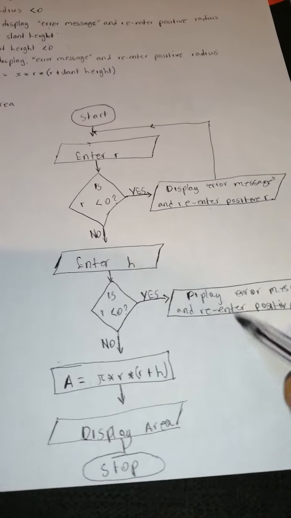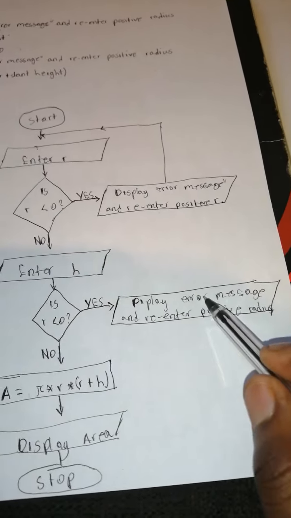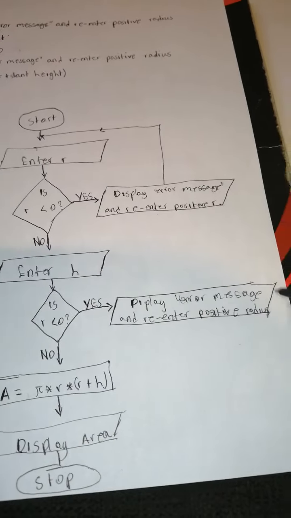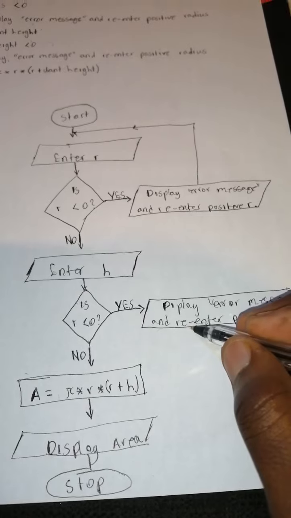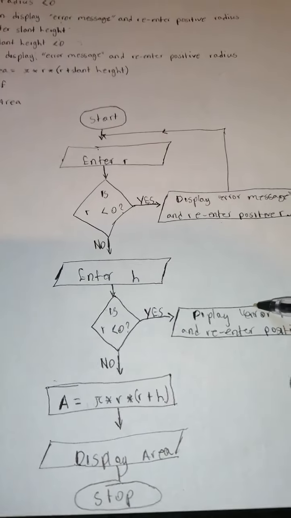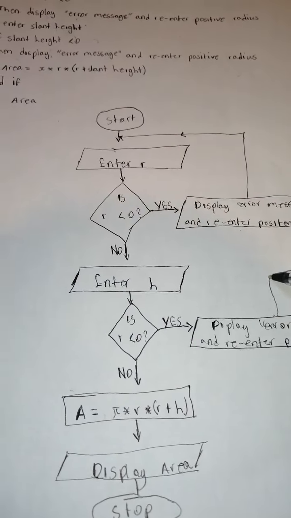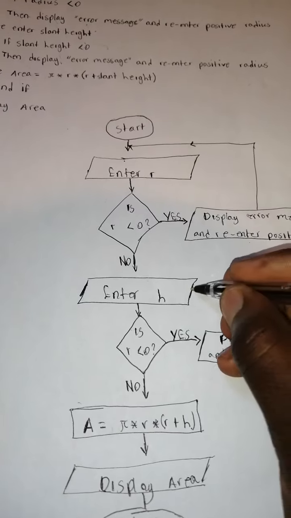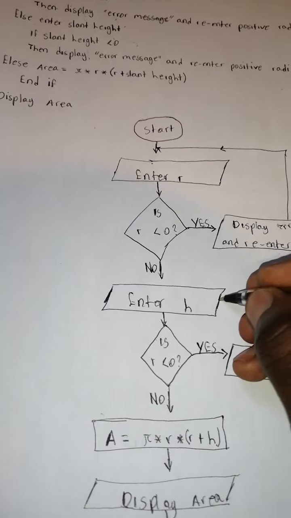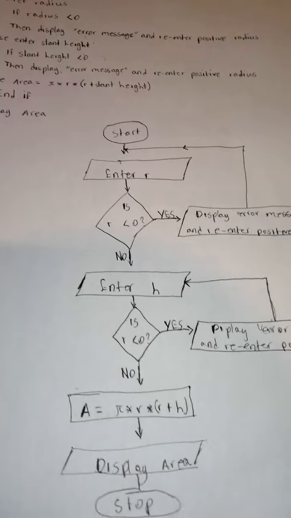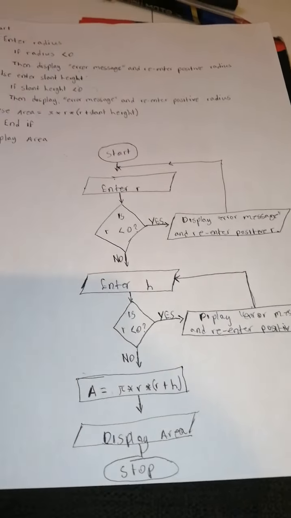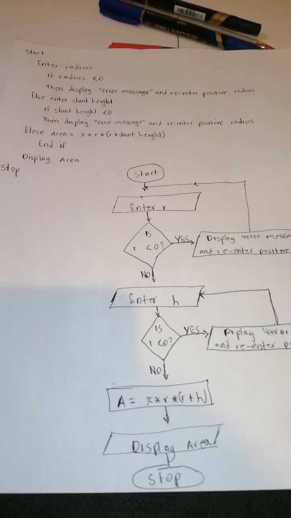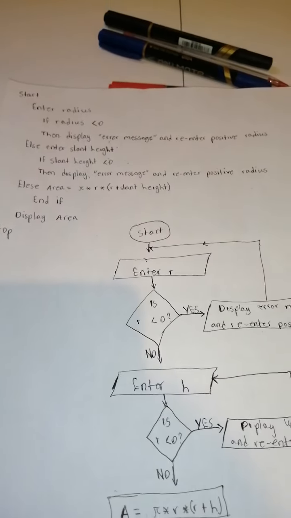Notice that here again it says display error message and re-enter positive radius. So it says re-enter, so we are going to re-enter positive radius. We're going to draw an arrow going up like that, and then it will go like that. It will be re-enter, so the information will be re-entered like that. So that's how you can draw the flowchart corresponding to this pseudocode above here.